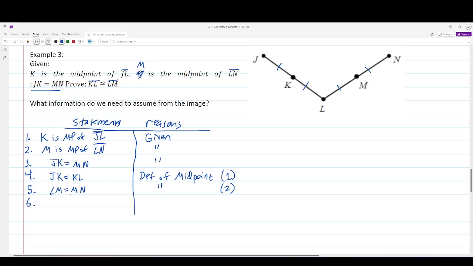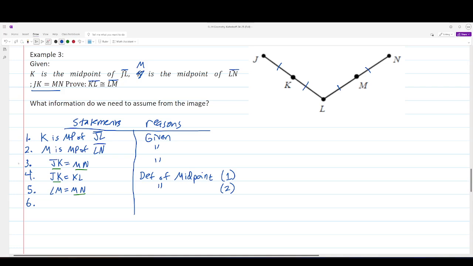Number 6, so since LM equals MN and JK equals KL, the thing that we did to link them together was we used statement number 3 because JK here is the same as MN here. So that means these are the same, and if those are the same, that's going to allow me to chain these together. The problem is they're not the same yet. So first, I need to swap one of those out.